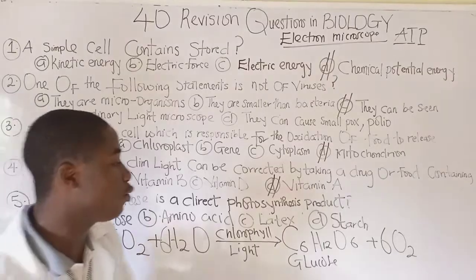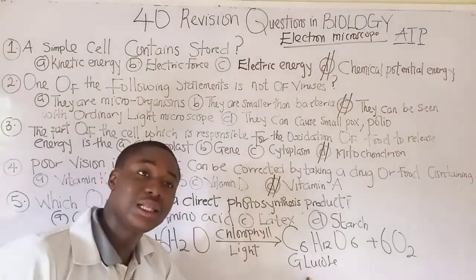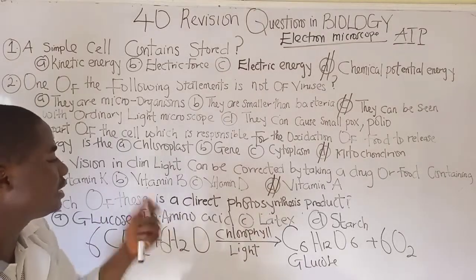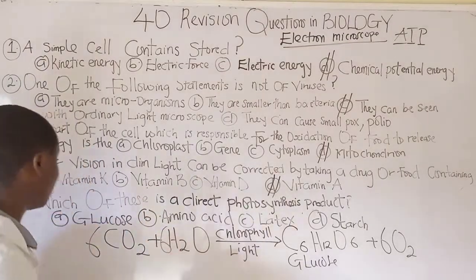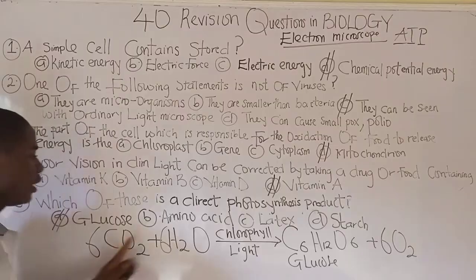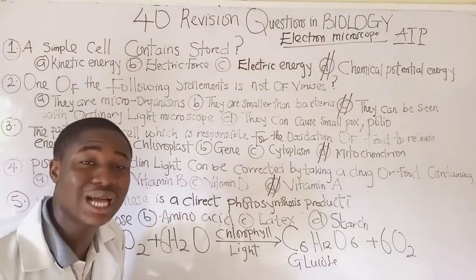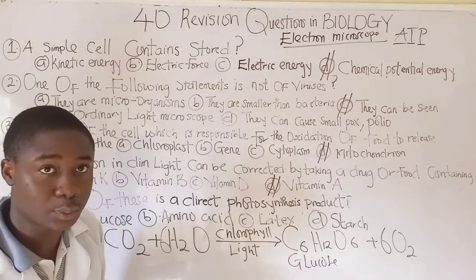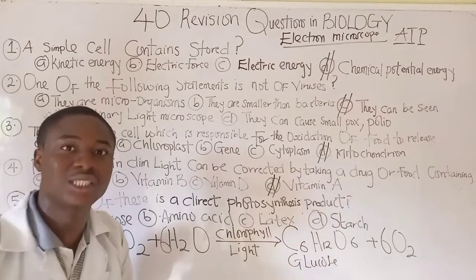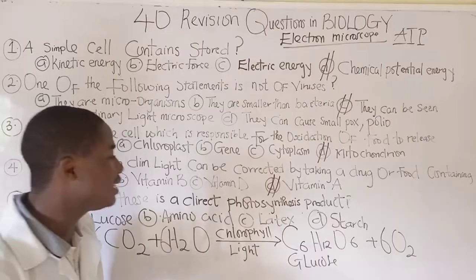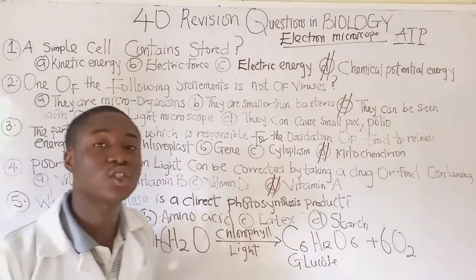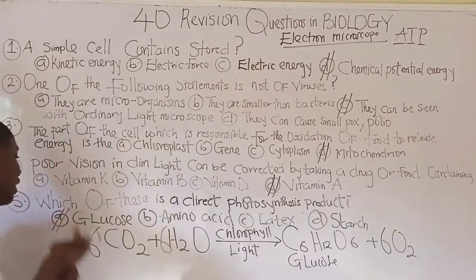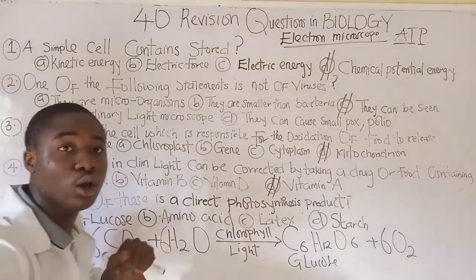So you can see here we've got oxygen and we've got directly glucose. So what becomes the answer to this question? Which of these is a direct photosynthesis product? The answer is glucose. It is not amino acid. Amino acids are the monomer unit of proteins. Proteins are giant molecules, so you say proteins are polymers. And option C, lactase, and option D, starch. So basically the answer to the question, just deduced, is option A, which is glucose.